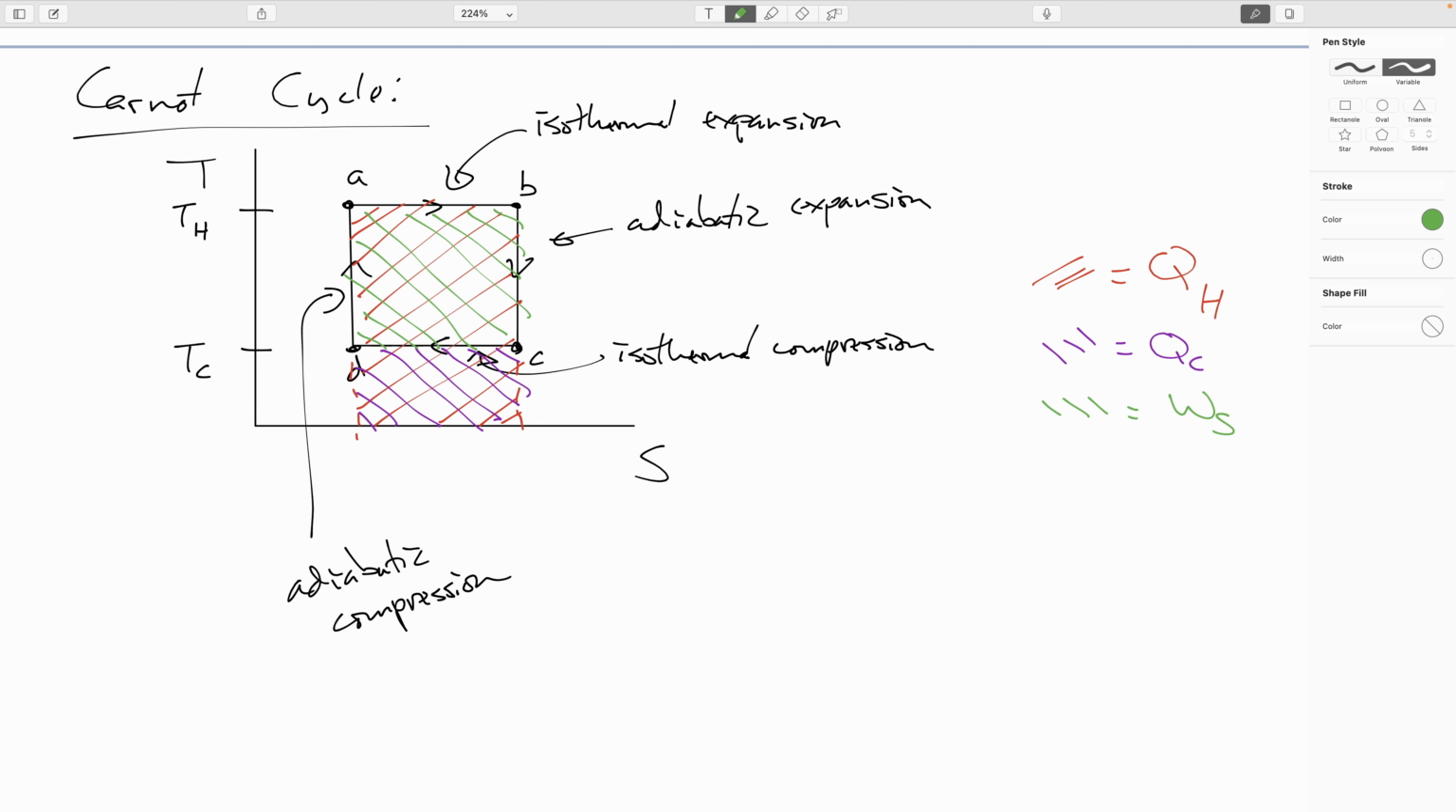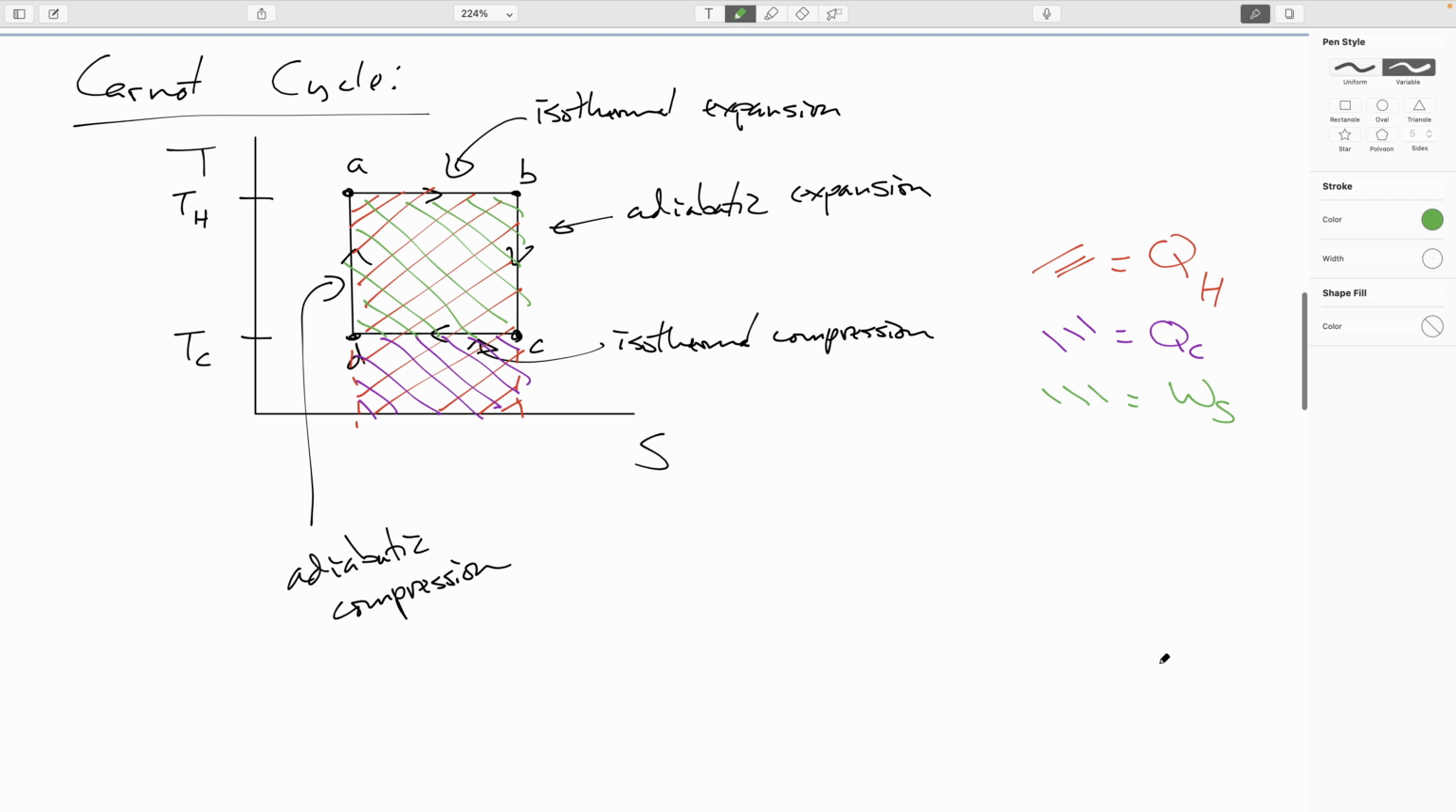Okay, so this would be a good moment for you to pause the video, and I want you to go ahead and draw the corresponding PV diagram for this. And then after that, we'll go ahead and figure out what our efficiencies are.